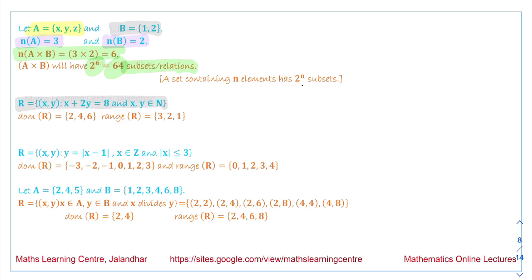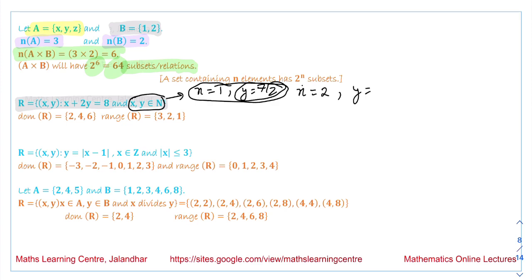So if we put the value of x equal to 1, and we are talking about x and y being natural numbers, we will obtain y equal to 7 by 2, and this is not a natural number. So it means 1 is not related to any element over here. Next, if we take x equal to 2, we will obtain y equal to 3. It means 2 is related to 3. This is R we are talking about.